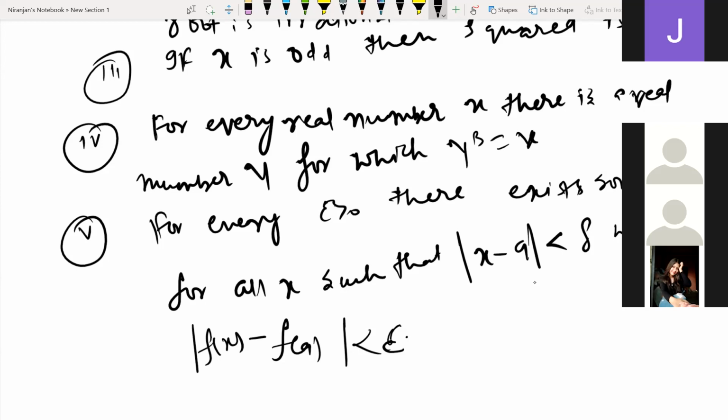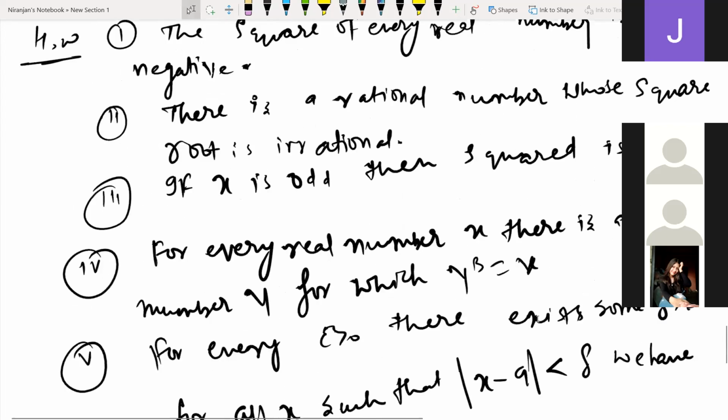Sir, yeah, the third question and fifth question, I'm not getting what you're saying. If Q is odd, then a squared. Oh, I meant to say that if Q is odd, then its square is odd. Just give me. Why is that pen not working?